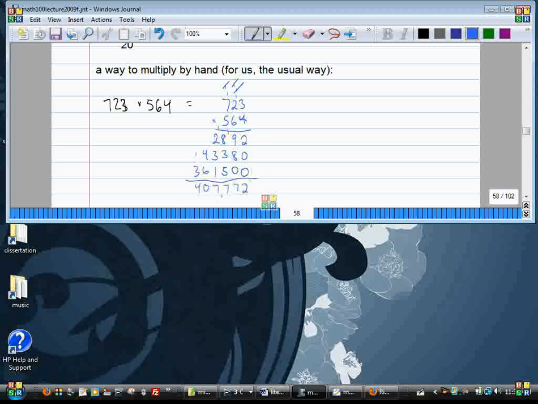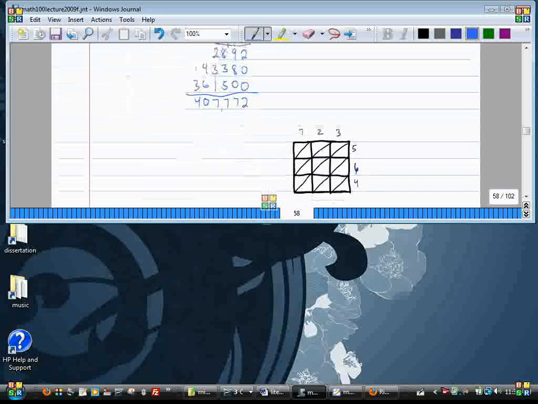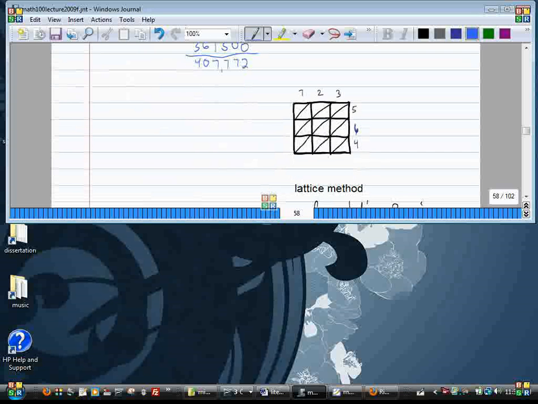Okay. So what I want to show you is that there's a different way to write this down. This is called the lattice method. So this is how you start. Now first I want to ask, who has seen this before? Okay.